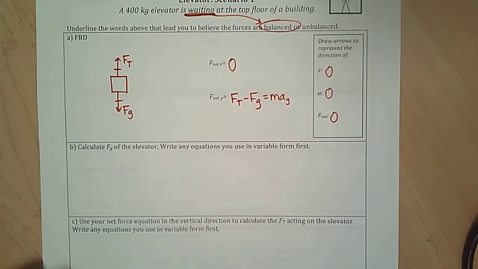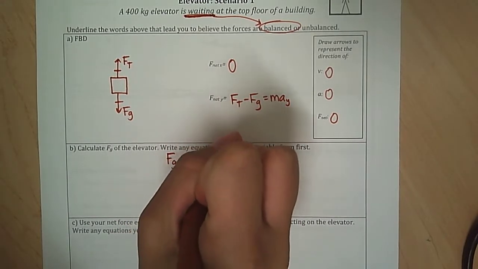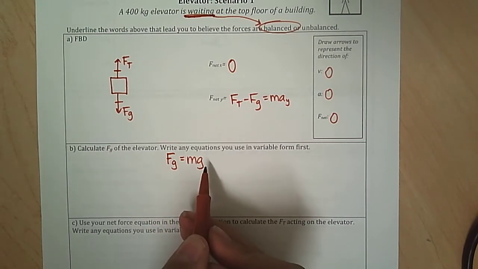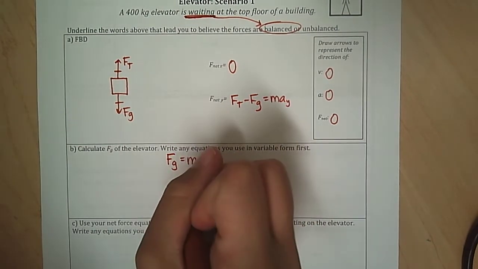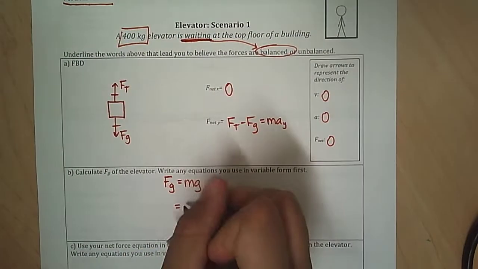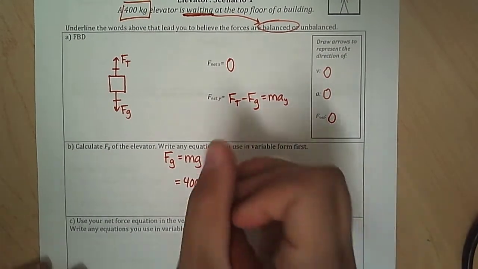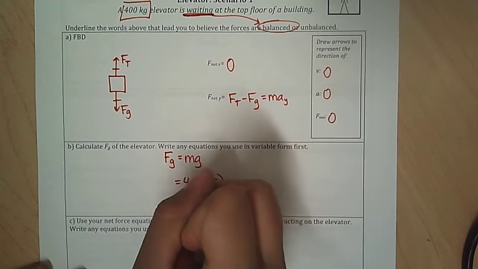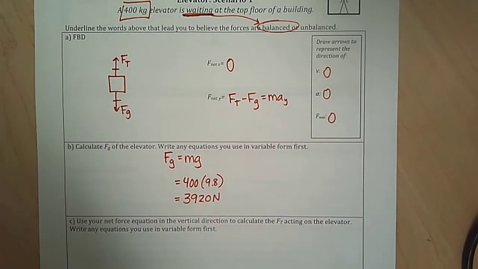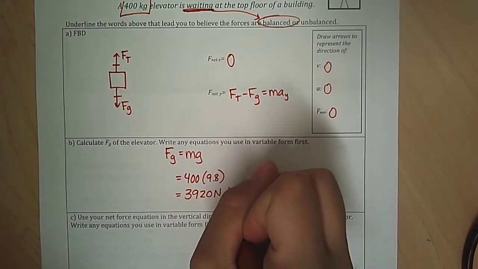All right, so it says calculate Fg of the elevator. Write the equations you use in variable form first. So remembering that Fg is equal to mg. Fg is the force of gravity or weight. M is mass, G is gravitational field strength. So they tell us the mass up here is 400 kilograms. So I'm going to say 400 times G, gravitational field strength on Earth. That's 9.8. And so what we get is 3,920 newtons. And we always want to say which way the force is going. So Fg is pointing down.